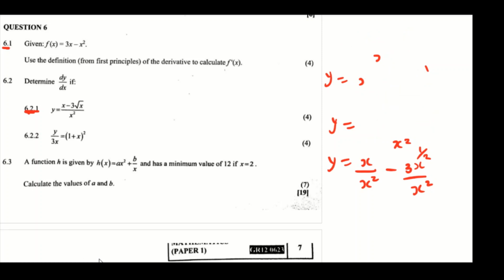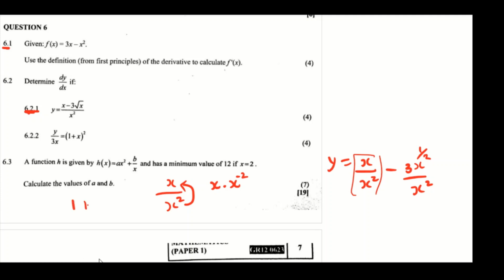So let's continue from the last step. We have x over x squared. If I take this upward, I'm going to have x multiplied by x to the power of minus 2. Same base, you add exponents. So it's 1 plus minus 2, which is basically minus 1. So it's going to be x to the power of minus 1.